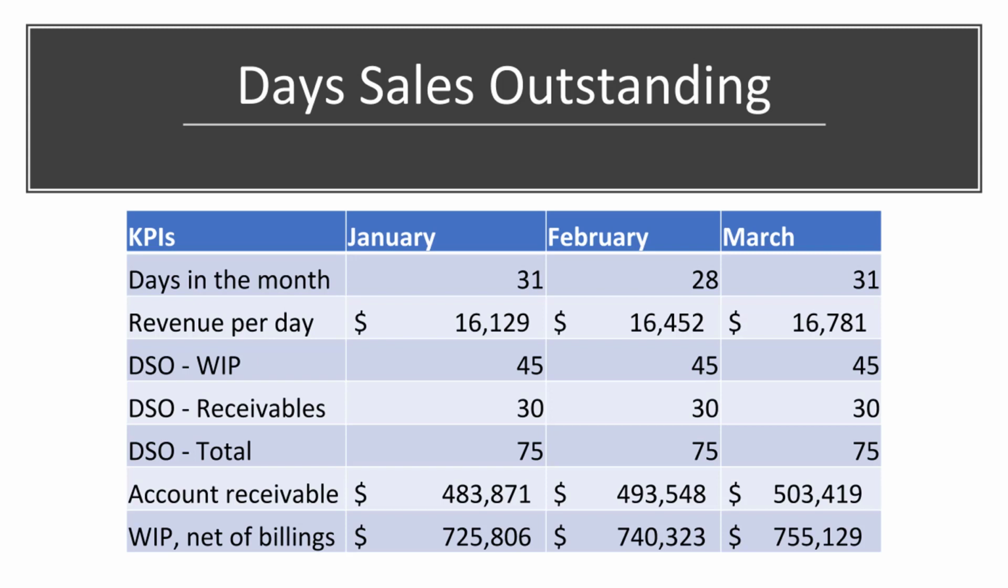So then we're saying, well, of the 75 days it takes in total to get paid, between the time you do the work and you get paid is 75 days. Between the time you send an invoice and get paid, it's 30 days. So what that means is, on average, you're doing the work and not sending out an invoice for 45 days. So your DSO WIP is 45 days.